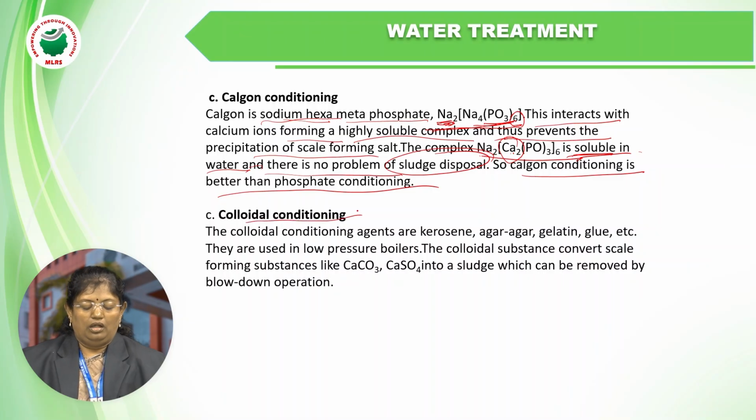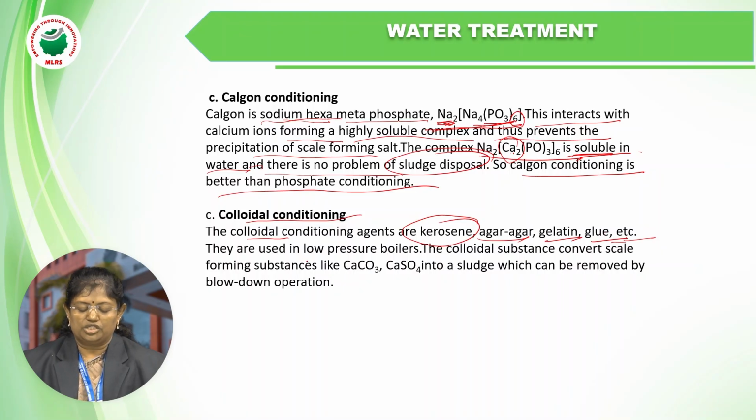Now, colloidal conditioning. The colloidal conditioning agents are colloids. In the case of colloidal conditioning, the removal of the ions can be done by means of colloidal formation. That is why it is called colloidal conditioning. To form the colloidal particles, what chemical substances are used? One is kerosene, agar-agar, gelatin, glue. These are the substances used to make the colloidal particles.